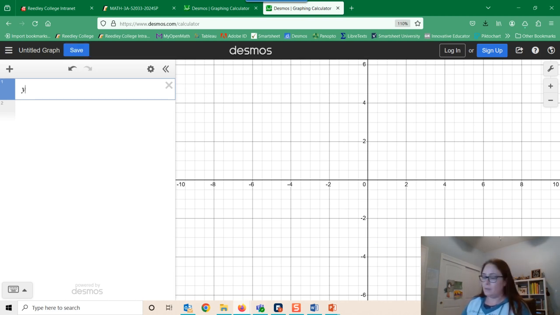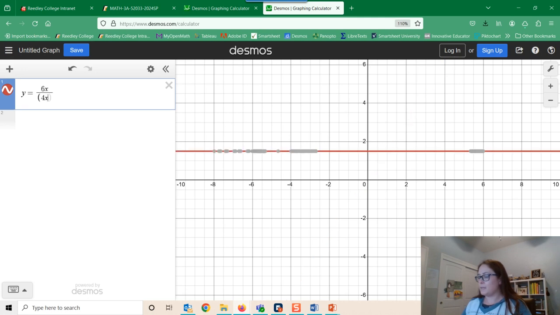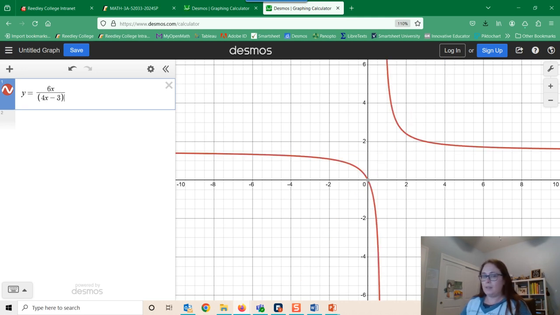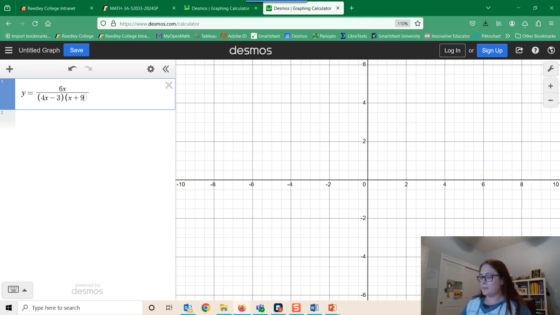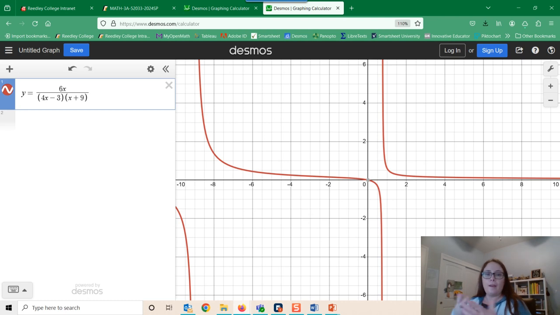I'm going to go y equals, just as it was written. And then I've got the 6x divided by, so I'm using the slash on my keyboard. And then I'm going to type it just how it was written: 4x minus 3 in parentheses, and then x plus 9 in parentheses. And here I can see my function.